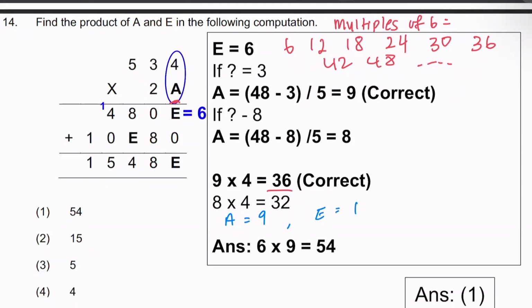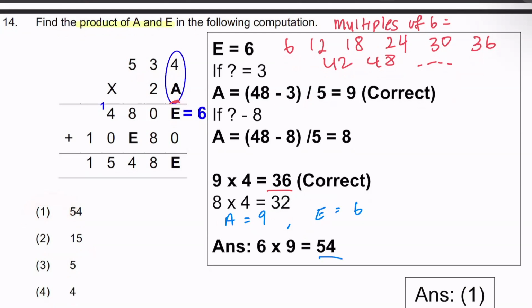So we know that A is equal to 9, E is equal to 6. Let's go back to the question. What are they asking you? They are asking you to find the product of A and E. Product means you must times A and E. So 9 times 6, you get 54. So the answer is number 1.